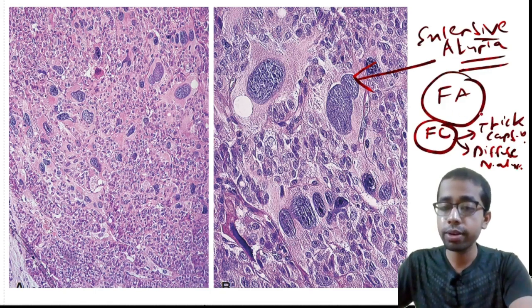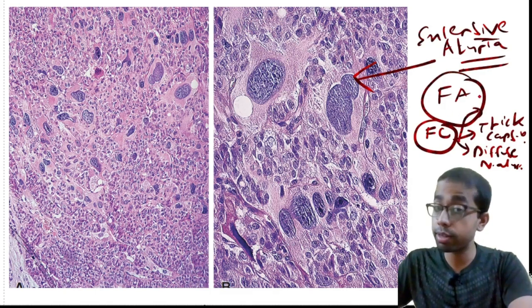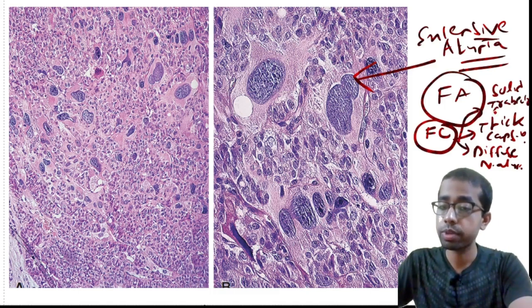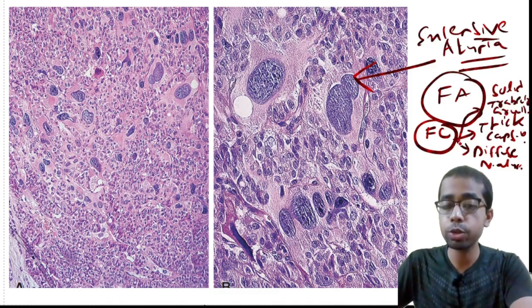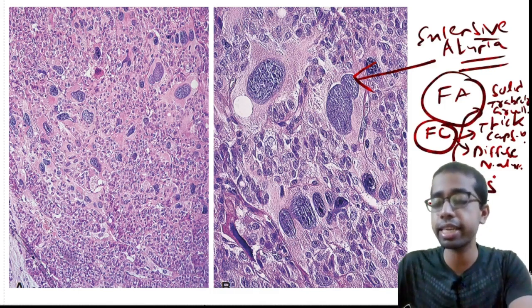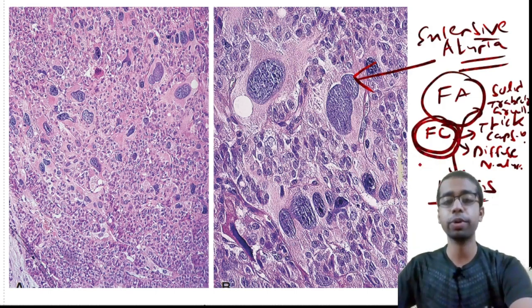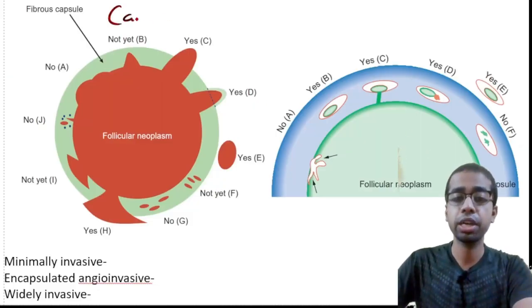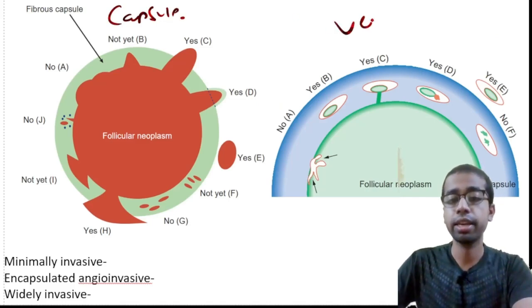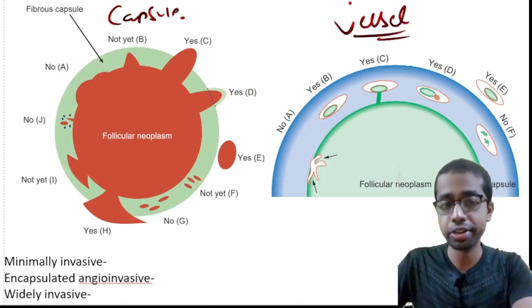You should see the growth pattern: high cellularity with solid or trabecular growth pattern, and you should see mitosis. But again, even if everything is there, you can still only suspect it, because to diagnose follicular carcinoma you have to have invasion of the capsule and invasion of vessels, capsular invasion and angioinvasion.